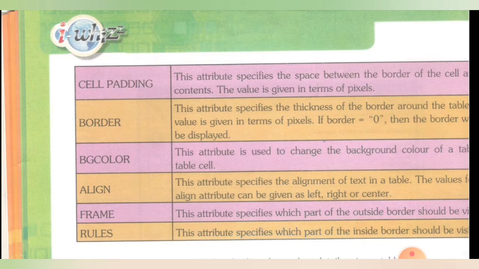And then the align attribute. This attribute is used to specify in which manner the table content is displayed. Either you want to display it at the top of the row, or center, or left side, or right side, you can specify it by using this align attribute. And then the frame attribute is used to specify which part of the outside border should be visible. And then rules: this attribute specifies which part of the inside border should be visible.